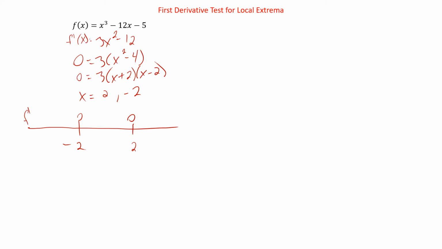Then we need to know what is it doing in between. So if we plug in a number less than -2, and we can plug it right into this factored part of the derivative, if we plug in, say, -5, 3 is not going to change anything. -5 plus 2 is a negative number. -5 minus 2 is a negative number. Negative times the negative is a positive. So the derivative is positive there. And then we can plug in a number in the middle, like 0. 2 times -2 is a positive times a negative, which is a negative.